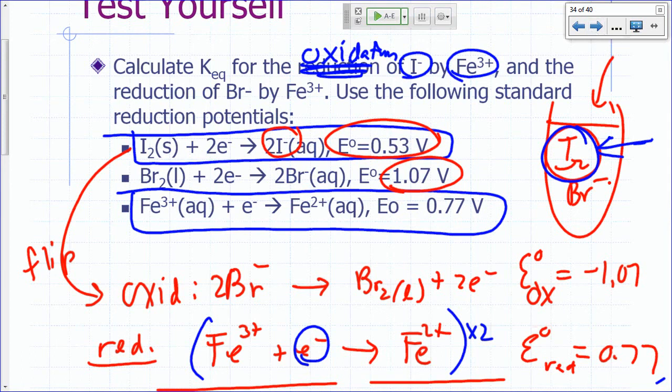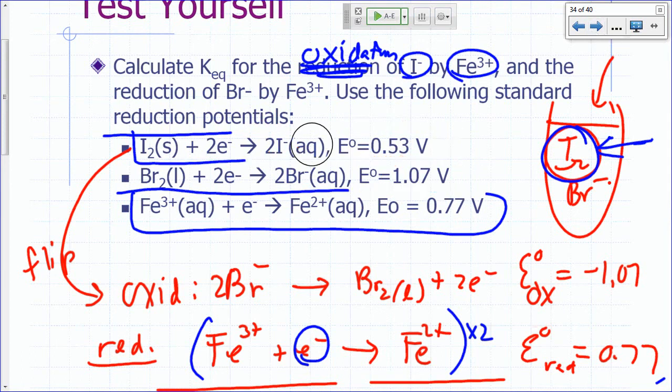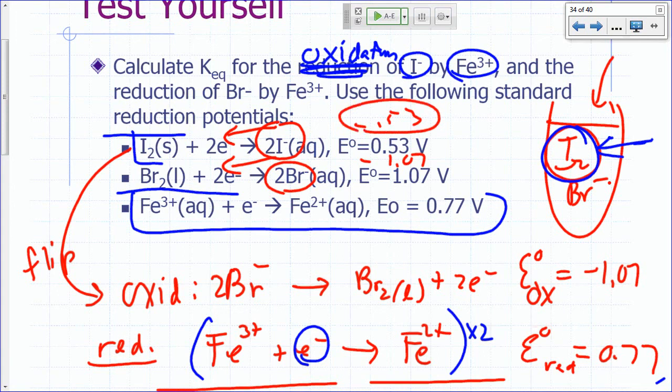And you can sort of tell from here, remember, the reverse of this would be negative 0.53, and the reverse of this would be negative 1.07. You say that iodide has a greater tendency to get oxidized than bromide, right? Iodide has a greater tendency to lose electrons than bromide because it's got a less negative oxidation potential.